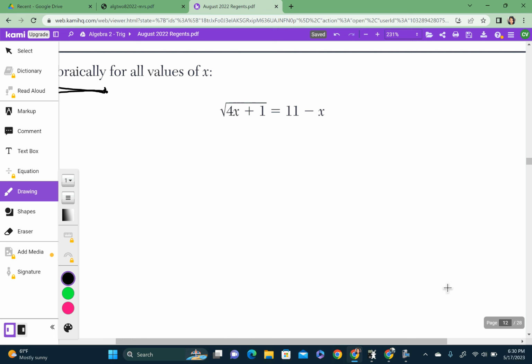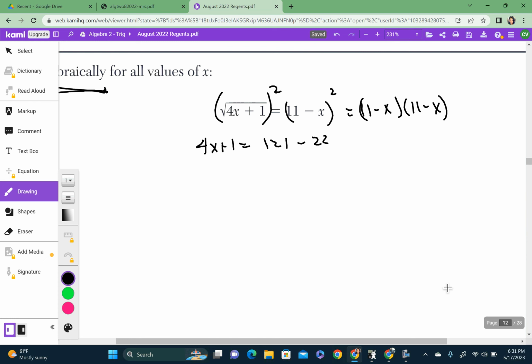All right, so here, to get rid of this radical, what we want to do is square both sides, right? Whatever you do to one side, you do to the other. So the square root and the square cancel each other out, so you're left with 4x plus 1 is equal to 11 minus x squared, which means you're going to have 11 minus x twice, parentheses 11 minus x, and I want you to FOIL this out using the box method. When you do that, you're going to get 121 minus 22x plus x squared.